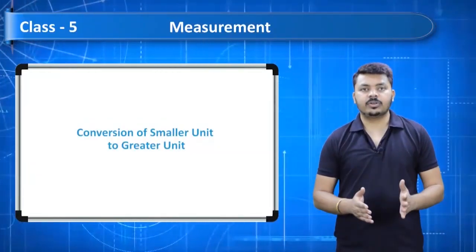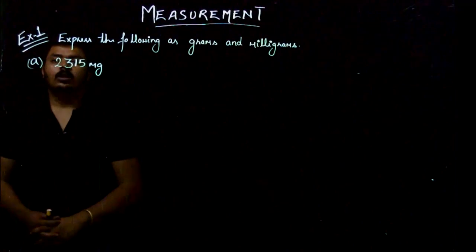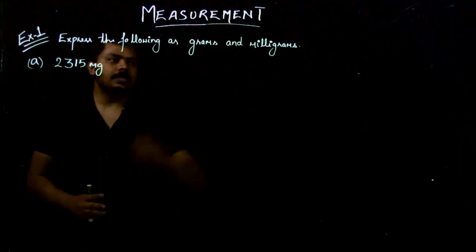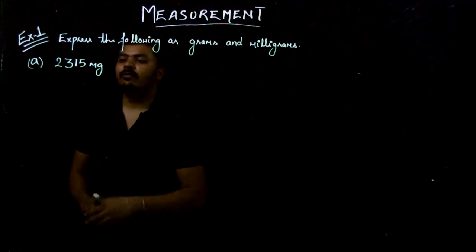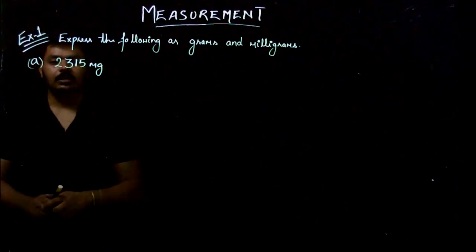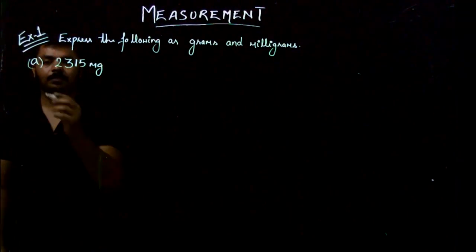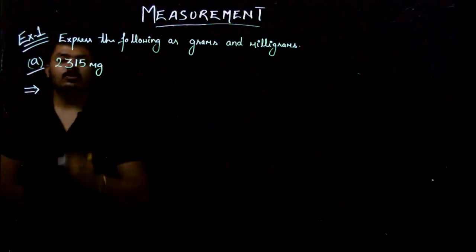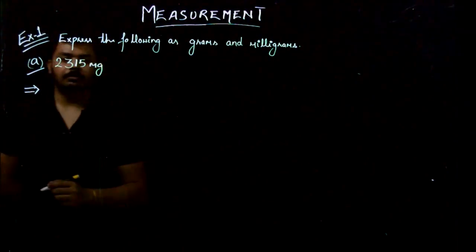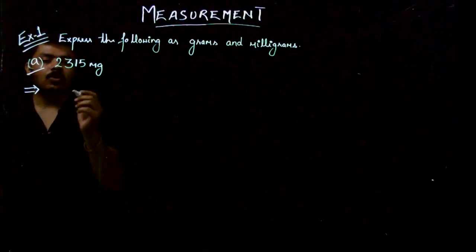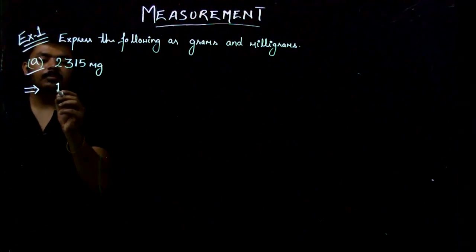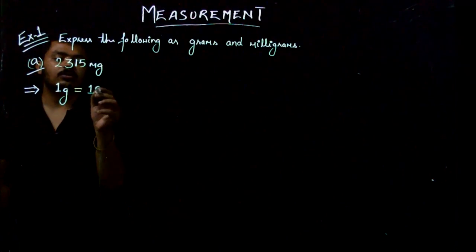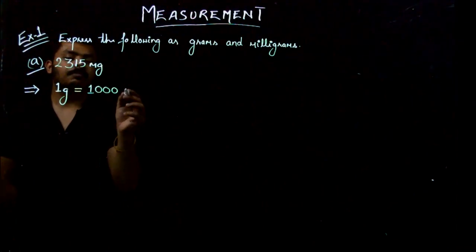Conversion of smaller unit to greater unit. Now let's see example 1. Express the following as grams and milligrams. So here we have to express the given in grams and milligrams form. So let's see first part A, 2315 milligrams. So as we all know, 1 gram is equal to 1000 milligram.